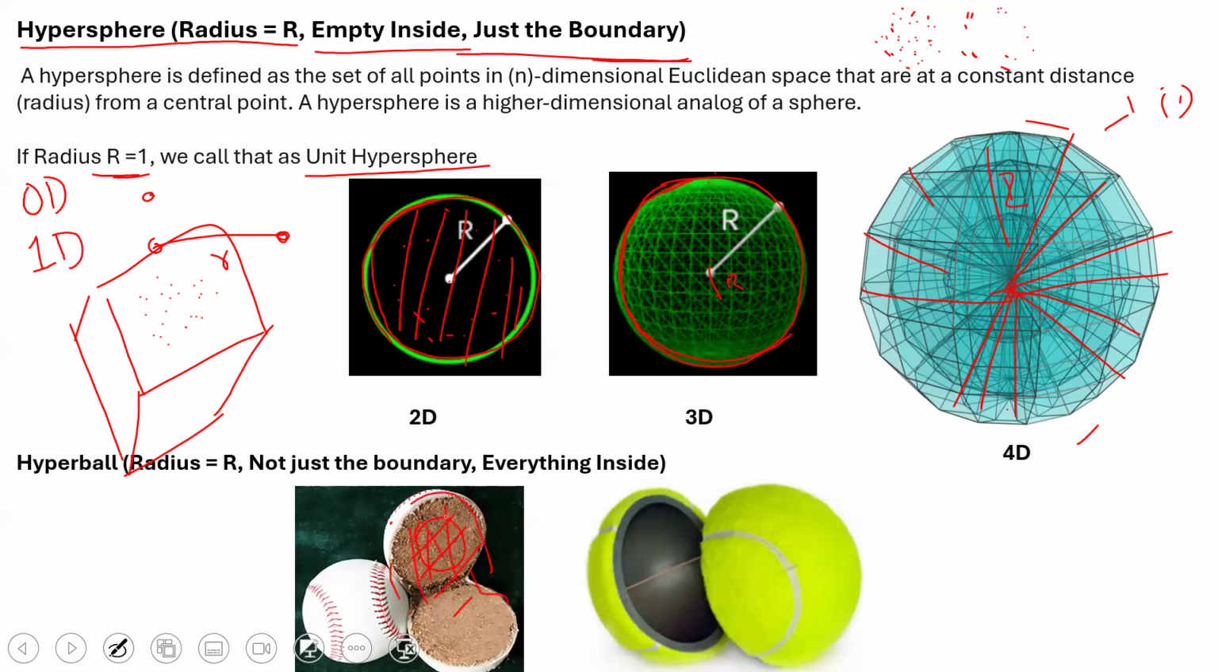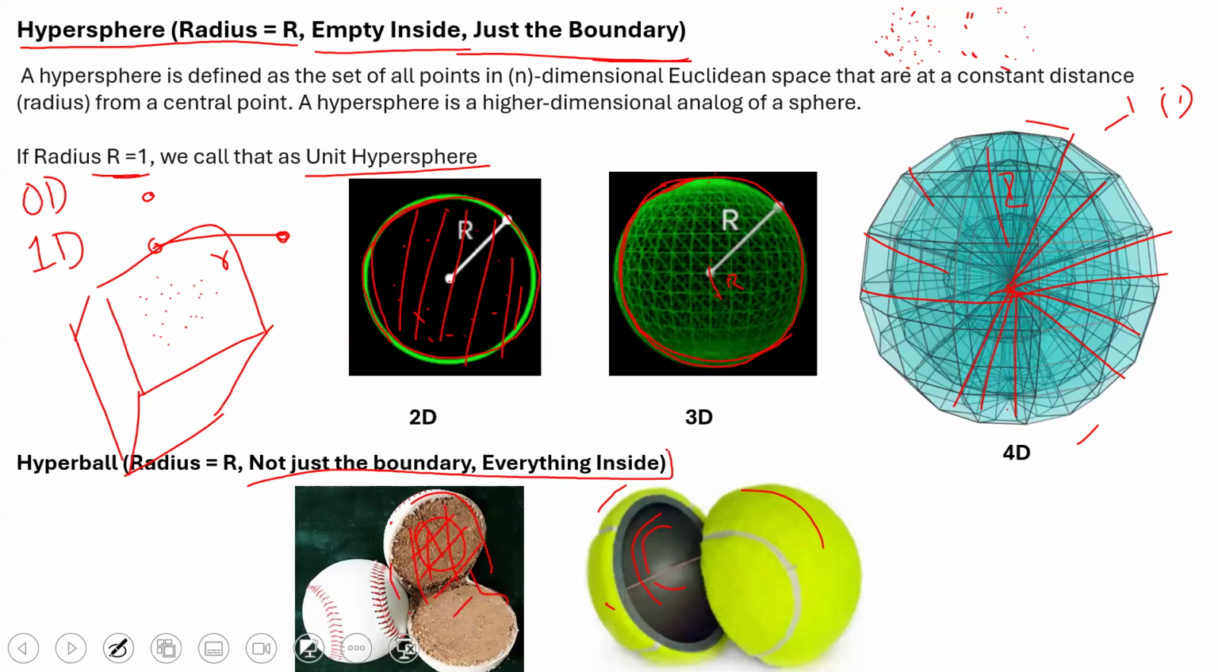This would be a good example of a hyperball. And when you take the other example of a tennis ball, the inside is void. The tennis ball will have only the outer part, right? So the inside is void. If the inside is void and those points are not part of your diagram, that is called a hypersphere. And if you are considering the inner points also, everything inside, not just the boundary, then we call that a hyperball. That is the only difference between a hypersphere and a hyperball.